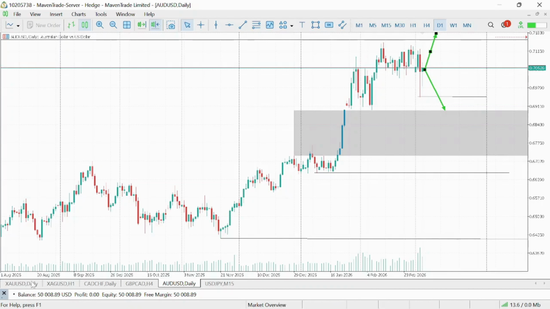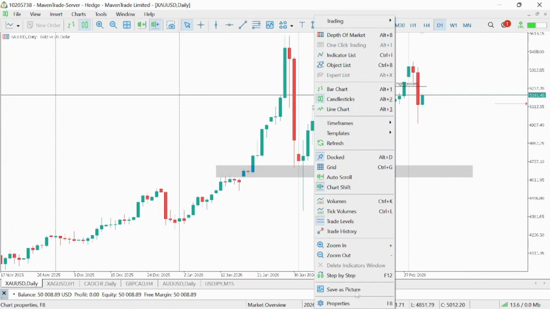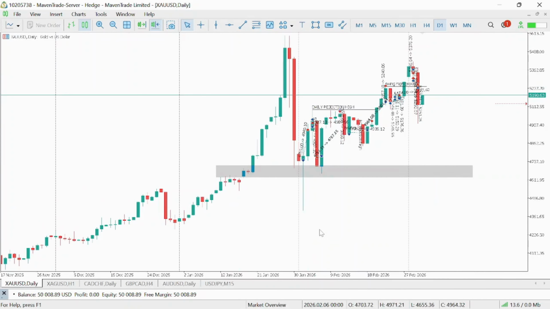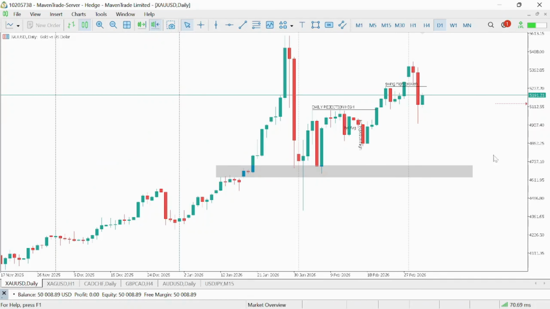Let me just pull up something that I did previously. Trade history. Oh, there's too much trade history. Okay, so this is gold, and this is a strategy. This is as live as it is. So I marked my swing points. I marked my fair value gap. This one was a high time frame fair value gap. It was a weekly.